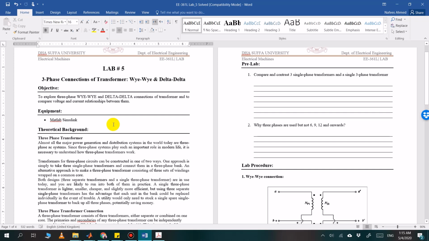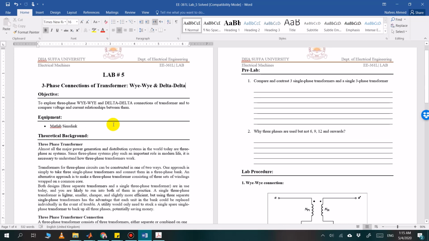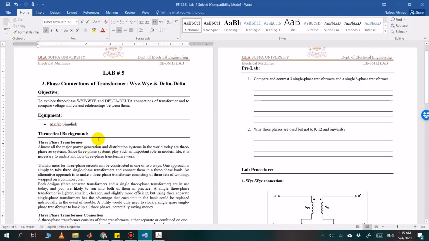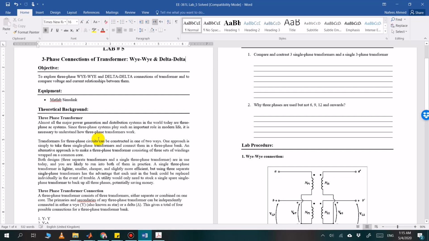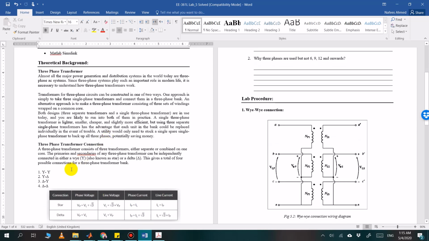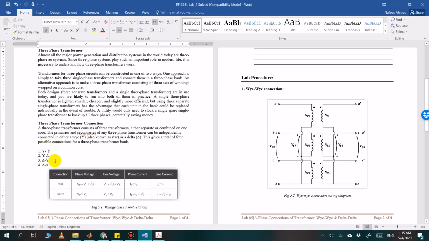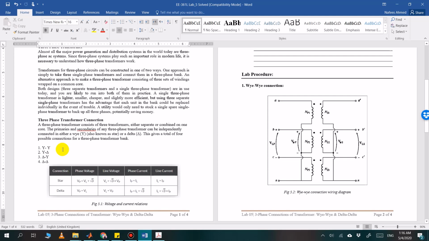Now, as you already know, we use three-phase system all over the world, and to use that three-phase system we need to come up with different configurations. So we have these different configurations by which we can connect the transformer. As you know, a transformer has a primary side and a secondary side. So the primary side and the secondary side can be connected in these four ways.